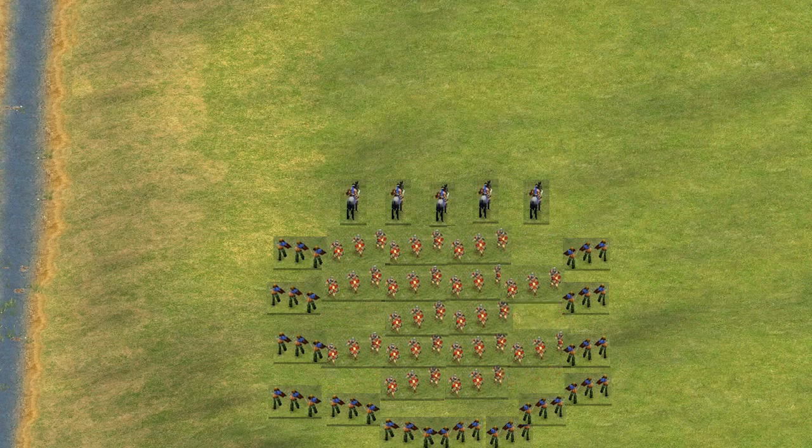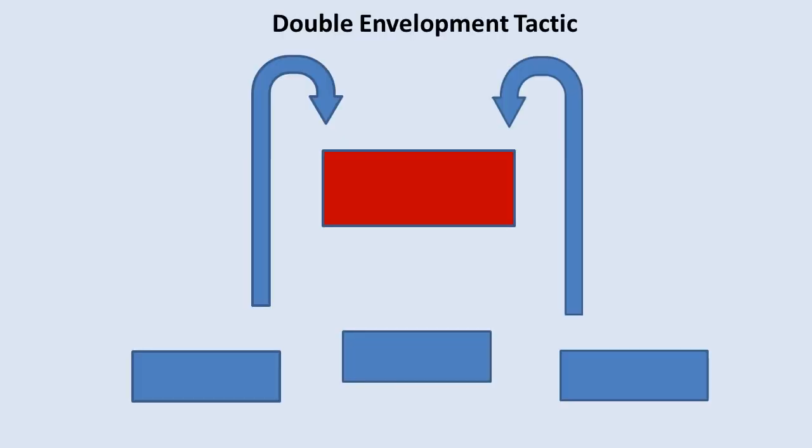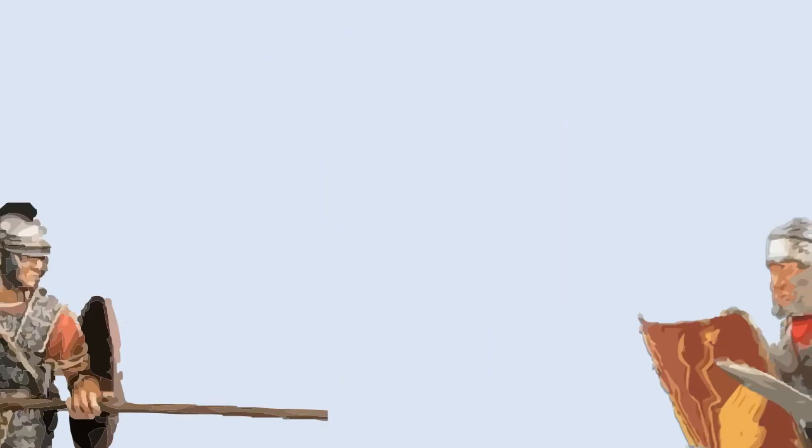Surrounded on all sides, there was no escape for the majority of the Roman infantry. The Roman consul Varro escaped, but Paulus was killed with around 60,000 other Romans. The Carthaginian losses were around 6,000. This was a victory for the Carthaginians and an example of the double envelopment tactic. The Roman army avoided any more battles with Hannibal.